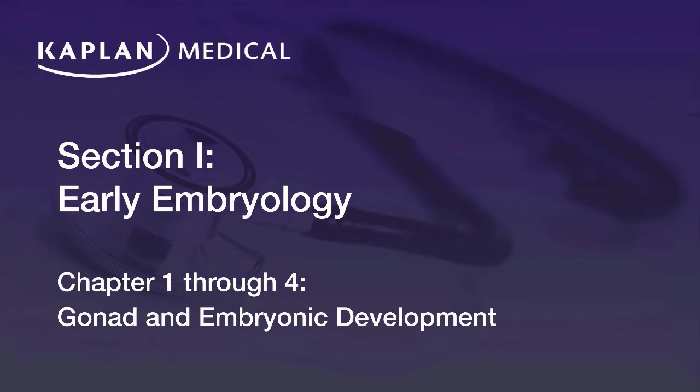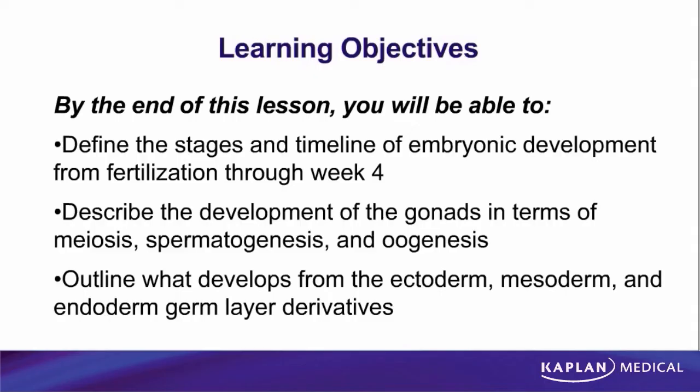So our objectives in this section will be to define the stages and timelines of embryonic development from fertilization through 4 weeks of development. We'll want to describe how the gonads develop and what happens in the gonads in terms of meiosis, specifically for spermatogenesis and oogenesis, and develop the three-layered embryo and see what is derived from the basic germ layers, the ectoderm, the mesoderm, and the endoderm.